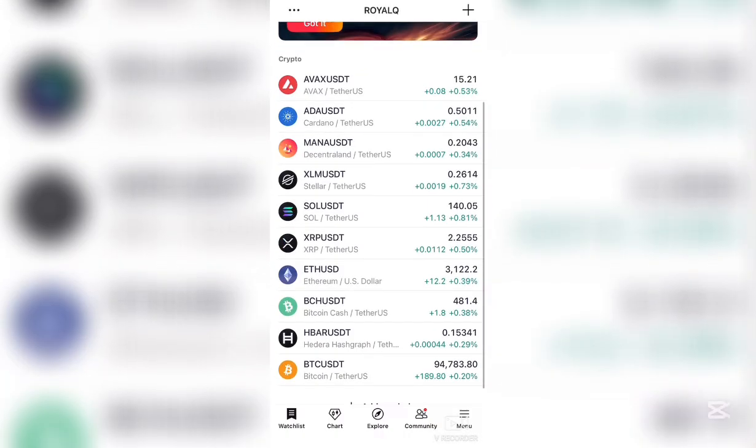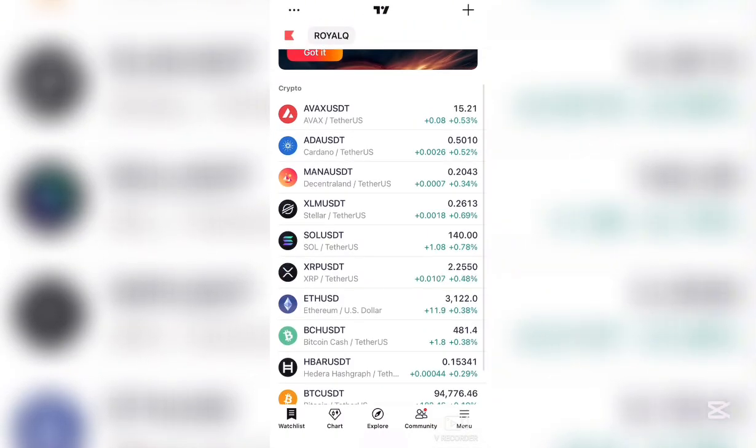Now I selected these coins because they were part of Prophet Bernard L. Bennett's 20 cryptocurrencies, his book on 20 cryptocurrencies that can make you a millionaire. So you see XLM is Stellar, so it is Stellar/Theta US.